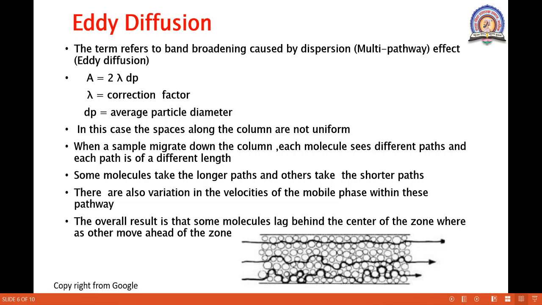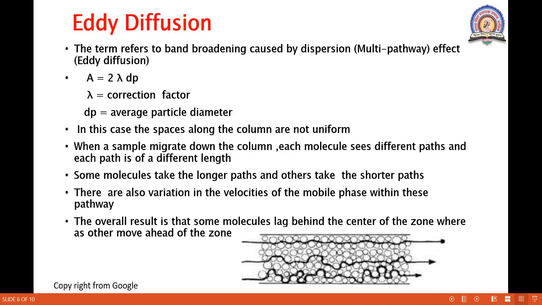Here this component goes in a straight way, while this component goes in this way, and this last component moves, meaning it spends more time in the stationary phase and then elutes. Okay. Some molecules take a longer path and the others take a shorter path. There is also variation in the velocity of the mobile phase within this pathway.